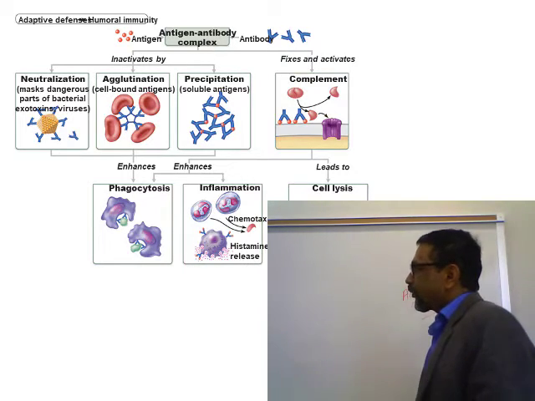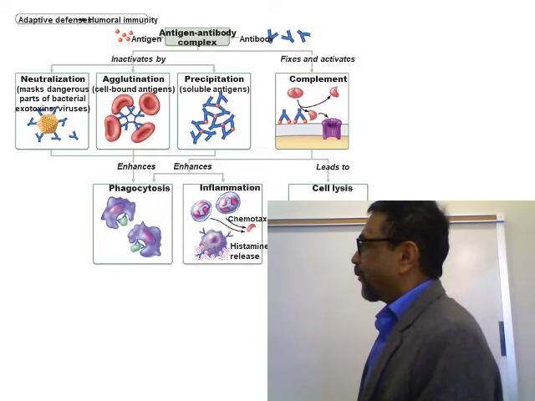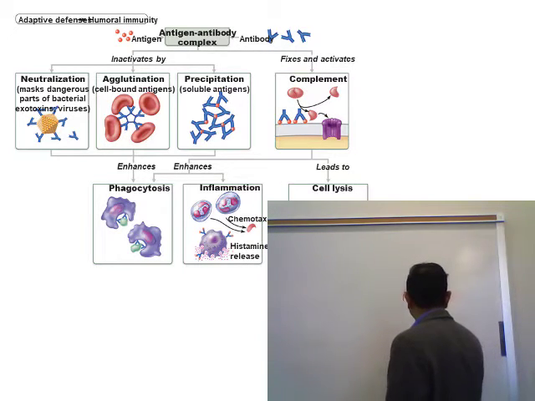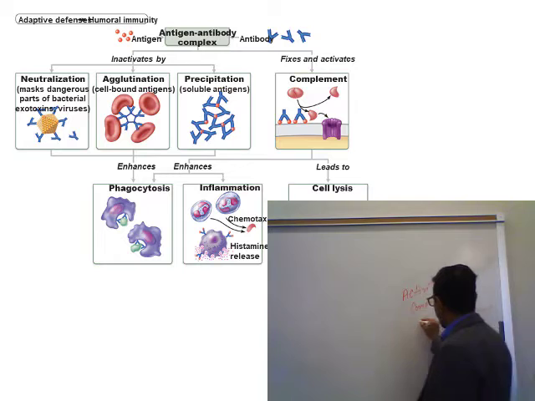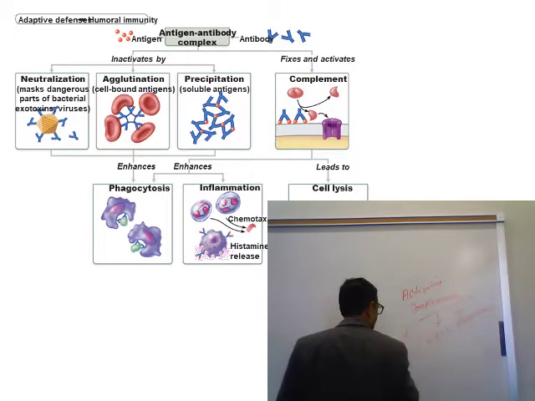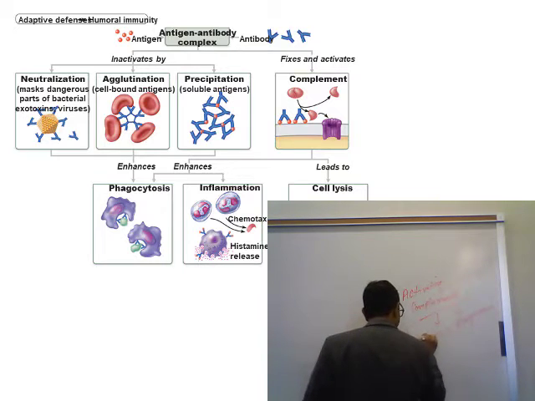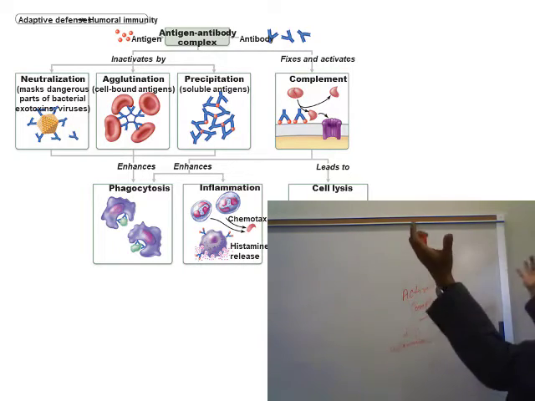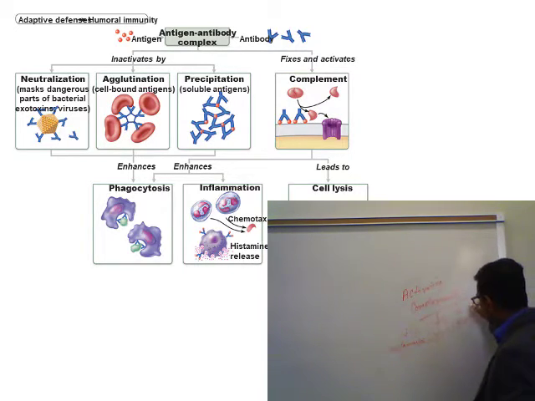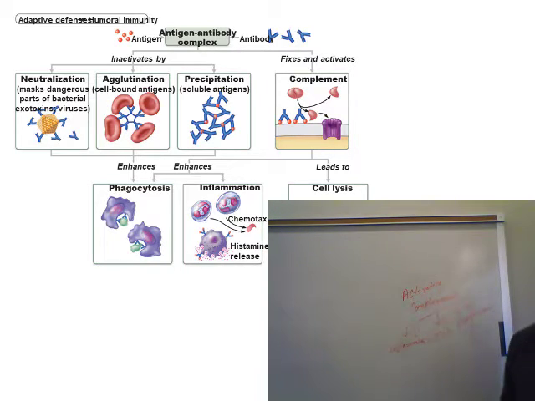How? The complements can do three things. One is by lysis, by phagocytosis, and by increasing inflammation. So these are three ways complements work: by increasing inflammation, by lysis, or rupturing the cell, and by enhancing phagocytosis. Okay, so these are three ways.